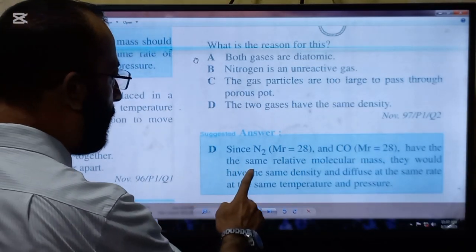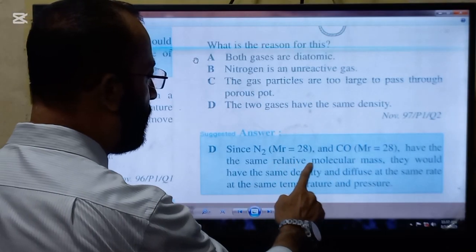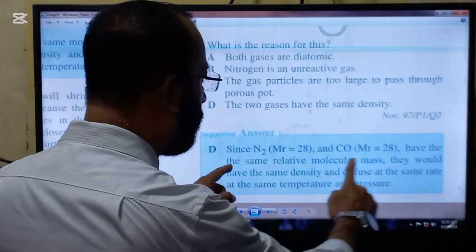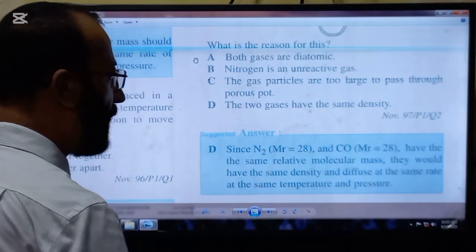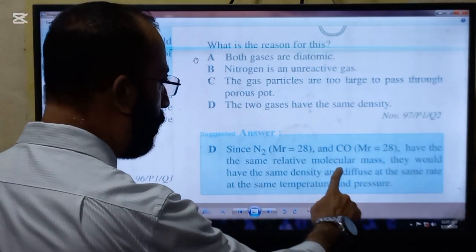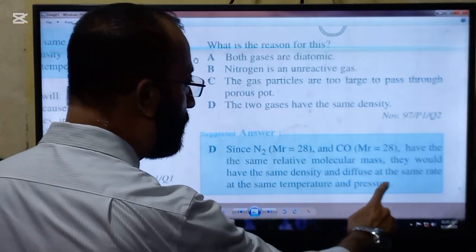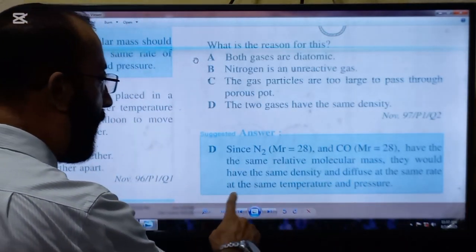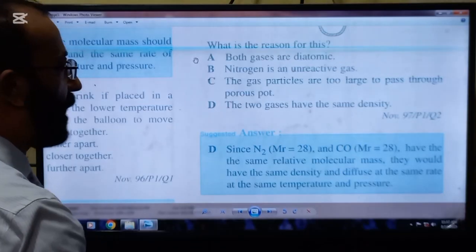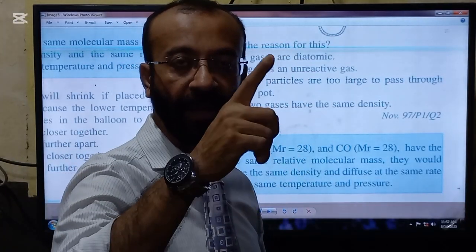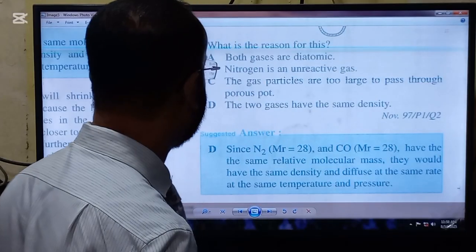Since N2 relative molecular mass is 28, and CO relative molecular mass is 28, both have the same relative molecular mass. They would have the same density and diffuse at the same rate, at the same temperature and pressure. So this is the reason the water level in the tube did not change.